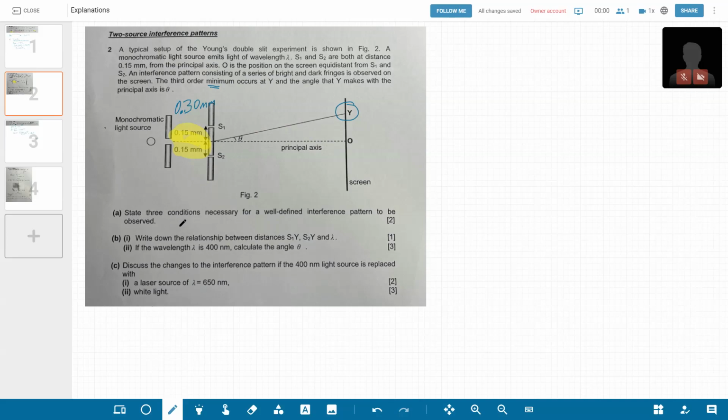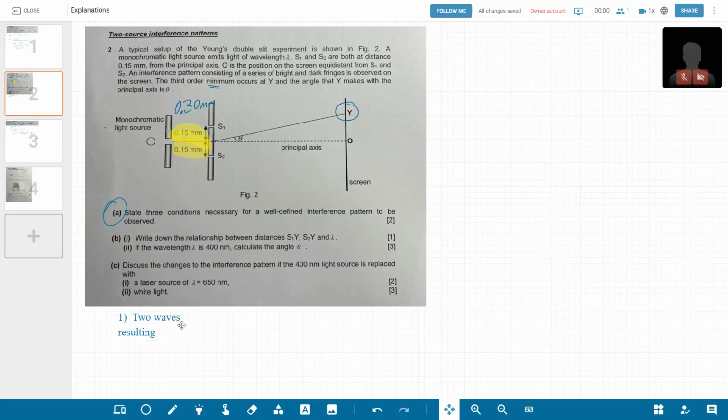First thing, state the three conditions necessary for a well-defined interference pattern. Part A is memory work, so this is pretty straightforward. The first condition that you need is that the two waves must be coherent. The two waves resulting in the interference pattern.